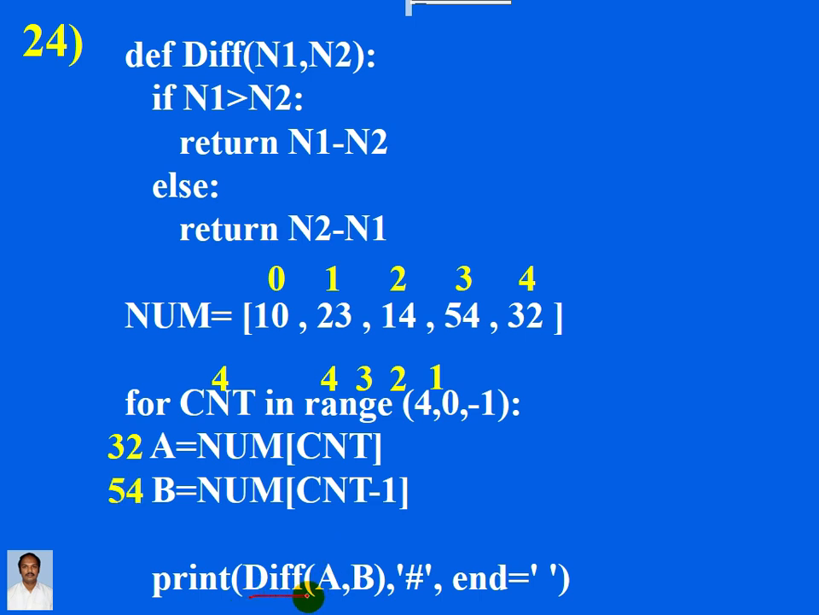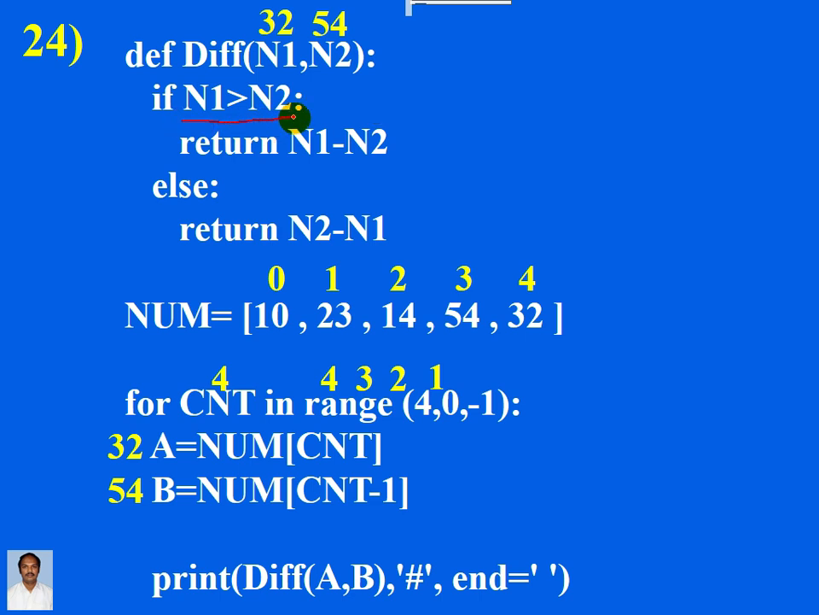Here you call the function. Control reaches the point where the function is defined. Now A is passed to N1. What does A contain? 32. So your N1 contains 32. Now B is passed to N2. What does B contain? 54. So your N2 contains 54.